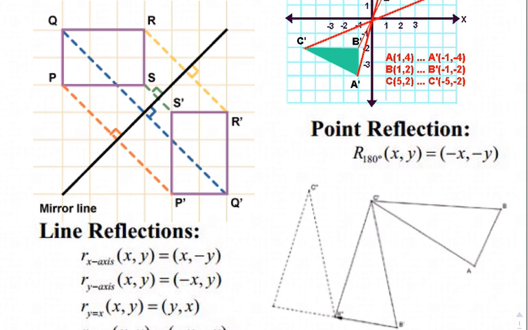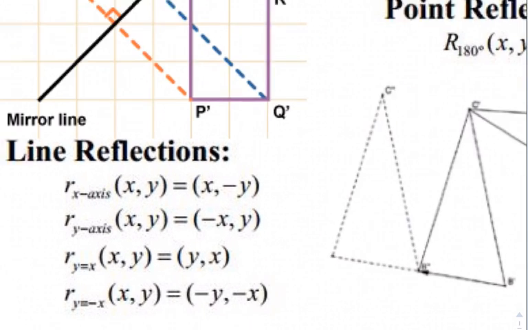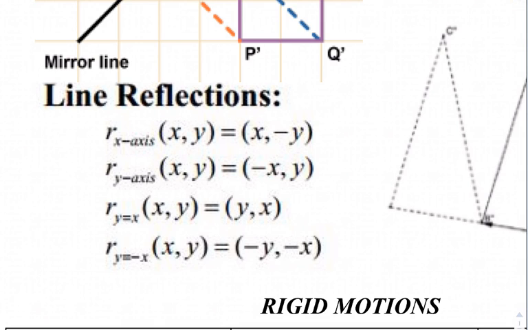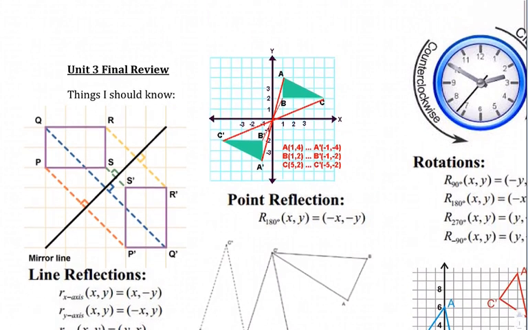So looking at the reflections up here, remember you have some rules in your composition notebook, so make sure you use that today. If it's a reflection over the x-axis, it's now going to become x comma negative y. Reflection over the y-axis is negative x comma y. Reflection over y equals x, which is that diagonal line going through quadrants 3 and 1, is y comma x, and then y equals negative x is a diagonal line that goes through quadrants 2 and 4, and that rule is negative y comma negative x.